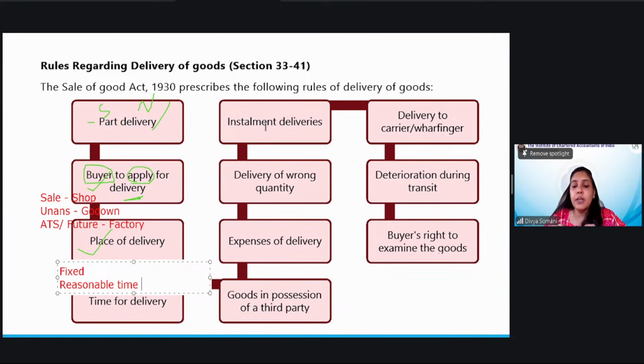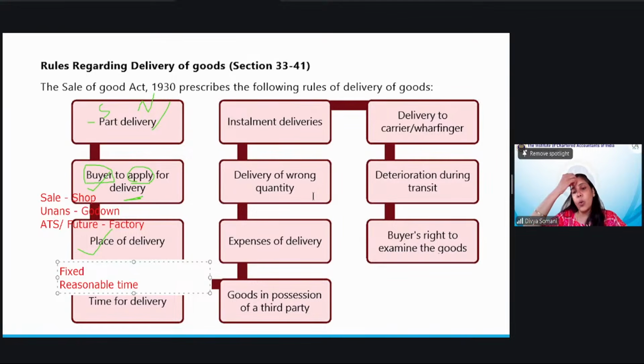It is the right of the buyer whether he wants to accept the goods or reject the goods. If he is accepting, he has to make the payment for that. If he is rejecting, he does not have to make the payment for that. So that is what is mentioned here. So that was installment delivery.